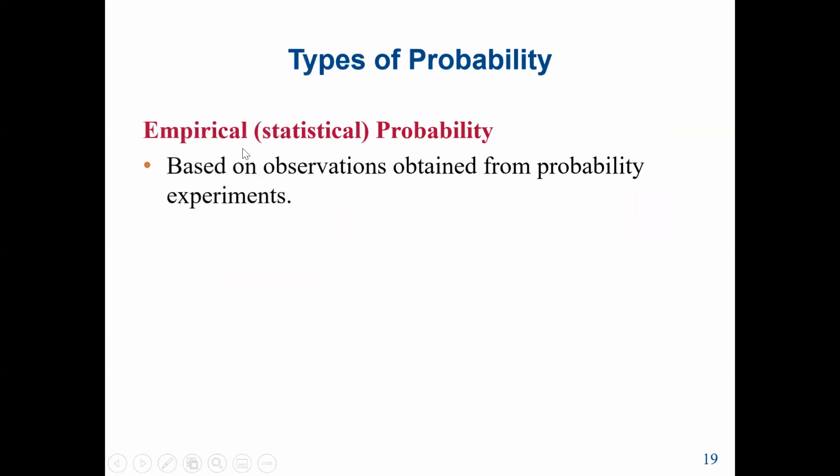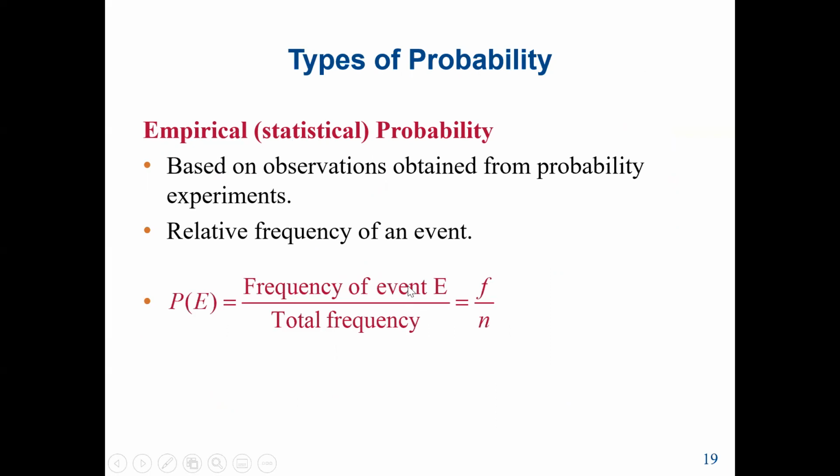Next is the empirical probability. Now, empirical probability, that's why it's called empirical. Again, it's based on some previous event or observation. So here we say based on observations obtained from a probability experiment. So the relative frequency of an event: the probability of E is the frequency of event E divided by the total frequency.